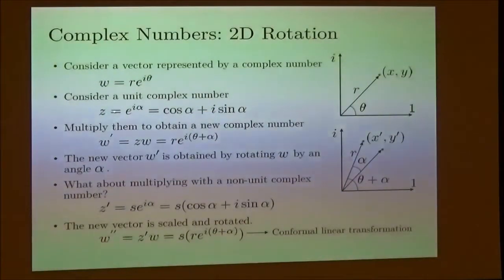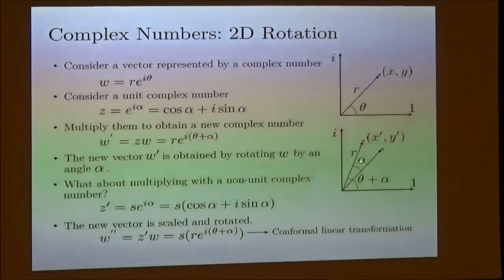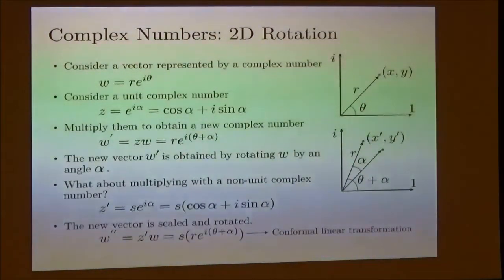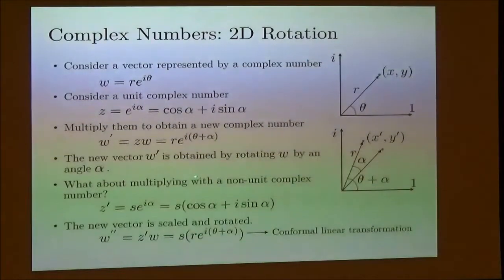If we multiply w with z, where we think of z as an operator acting on the operand w, and the order is not important because we know the complex numbers are commutative, we get this. Essentially, what this is giving you is a new vector of the same magnitude as the original one, but it is rotated by an angle alpha. So theta was its original orientation from the x-axis, the new orientation is theta plus alpha. So it's rotated by an angle alpha. So what this is telling you is that you can use a unit complex number to effect a rotation in a plane. Now, if you want to multiply by a non-unit complex number, you can achieve more.